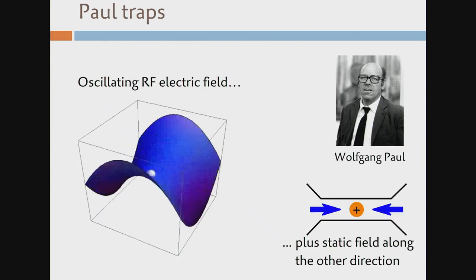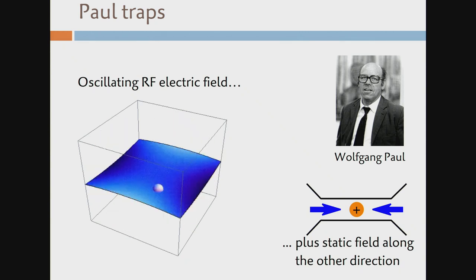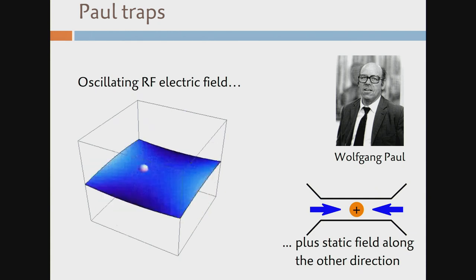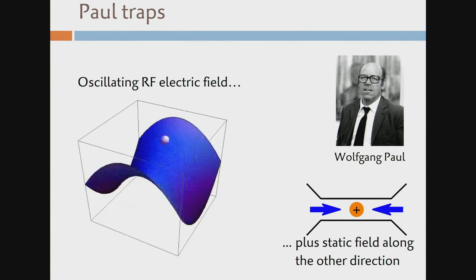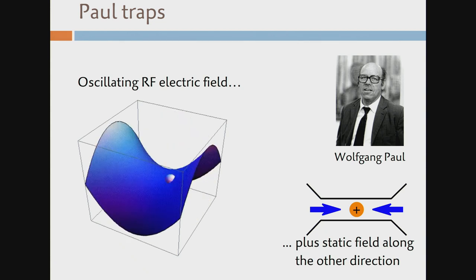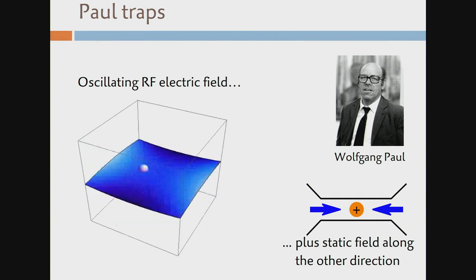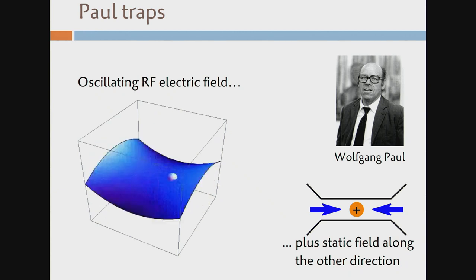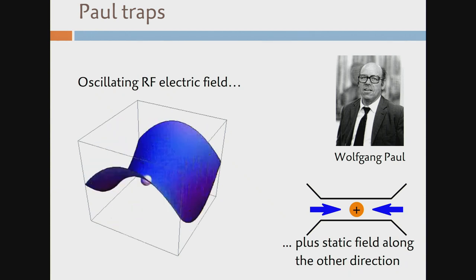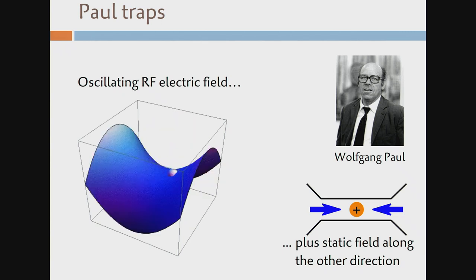I'm just going to cover two ways to do it. One is the Paul trap, where instead of having a static field, you have a field that oscillates at radio frequency, and then you create a saddle potential that shifts sign every few microseconds or so, and this confines your particle. This creates an effective confining potential that keeps your ion in the center of the trap. And then in the other direction, you put a static field.